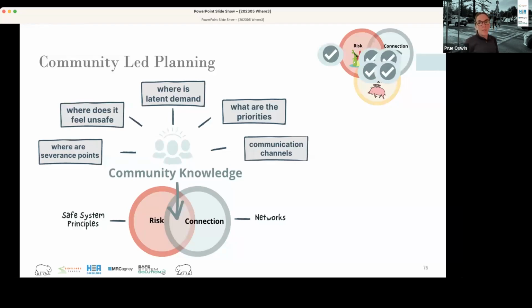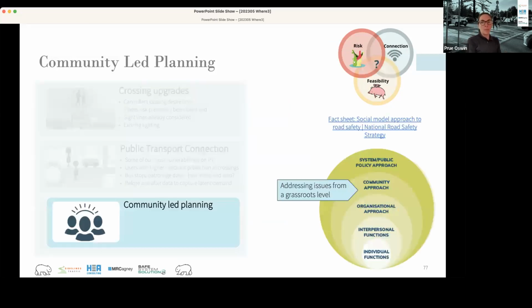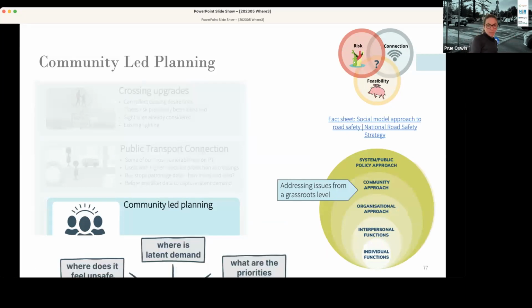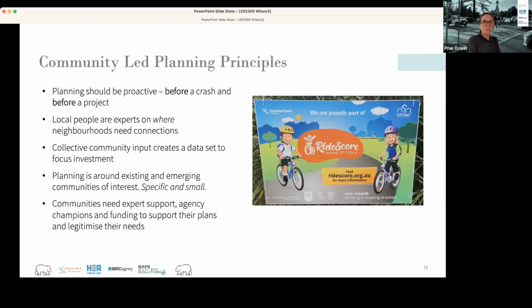So this is a great way of identifying where there's risk, connection, and connection. We also have issues as well. No, I might just skip that.